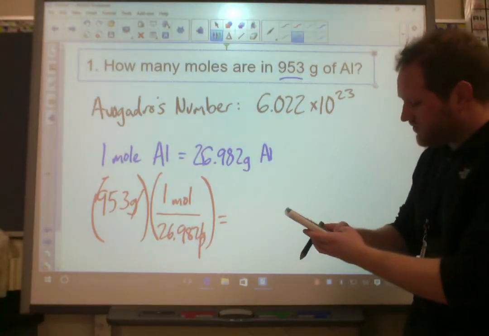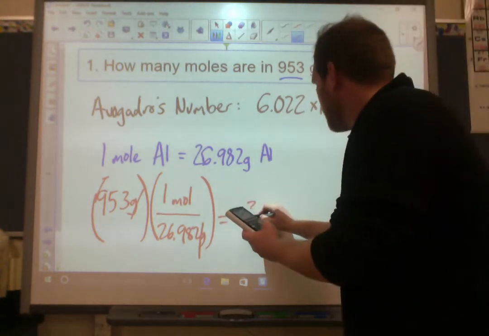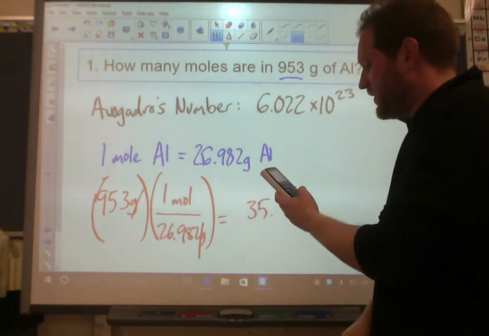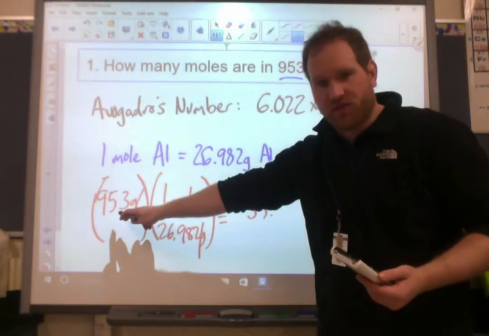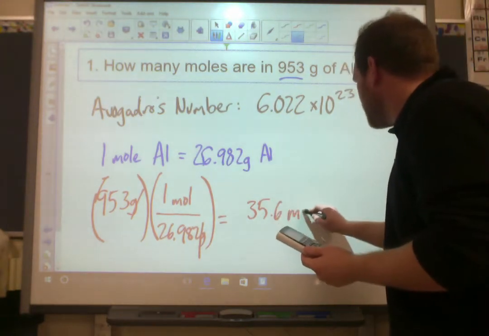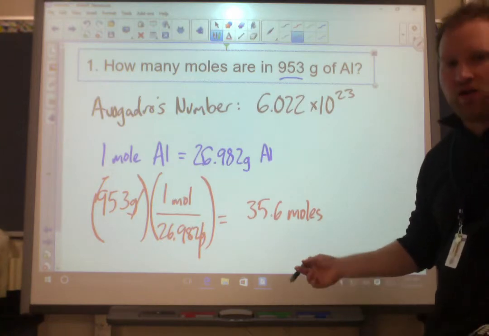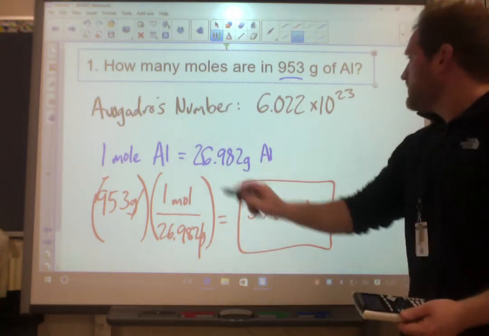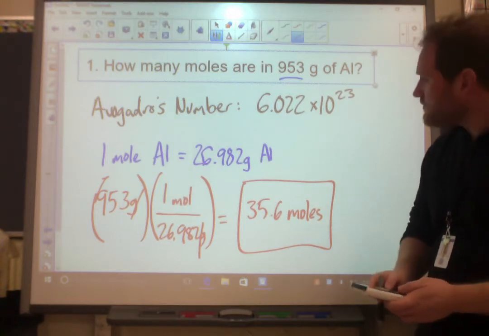953 divided by 26.982 equals 35.359157. We want to look at sig figs, 3 sig figs here, so I'm going to call it 35.6. And my unit is moles. Okay? You can write MOLES or just MOL. So, how many moles are in this many grams? 35.6 moles. Okay?